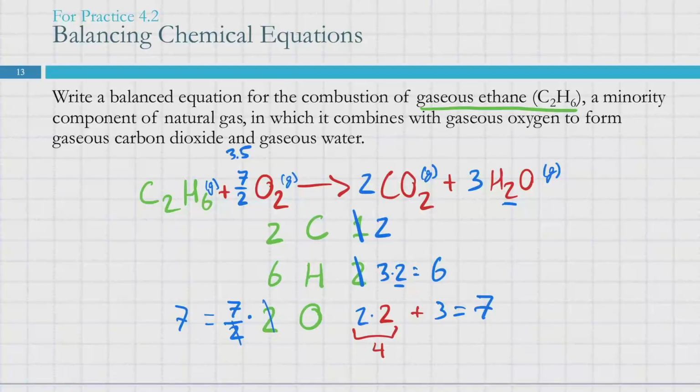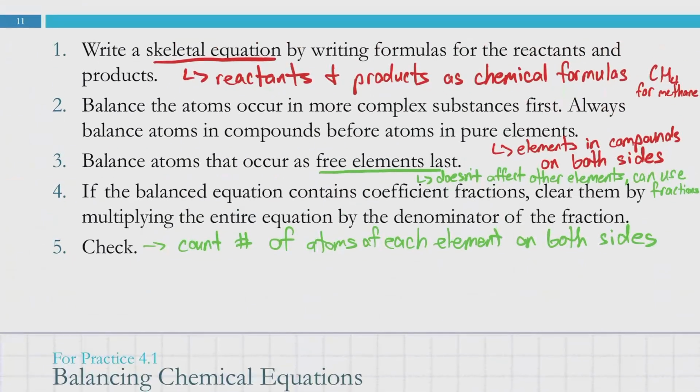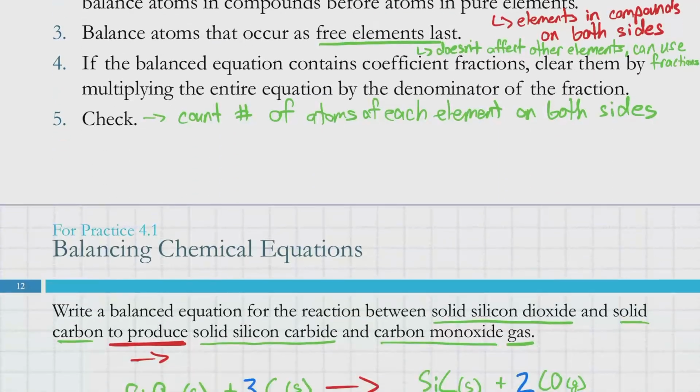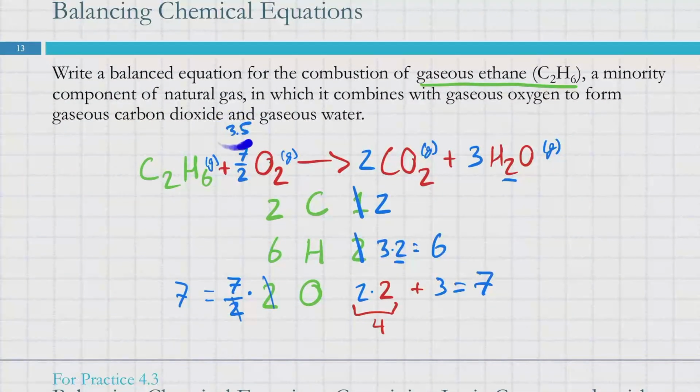You could add an extra one on the right side to H2O, add a 4. This is where this step comes in: if they contain coefficient fractions, clear them by multiplying the entire equation by the denominator of the fraction. It's part of why I wrote it as 7 over 2. You don't have to write it as 7 over 2. The goal is we want to get that number, whatever it is, 3.5 or 7 over 2, to a whole number, an integer value. So 3.5 or 7 over 2, if you multiply that by 2, that would turn into 7. We have to do that to both sides. We're going to increase both sides by the same amount, and that'll get us nice and balanced out.